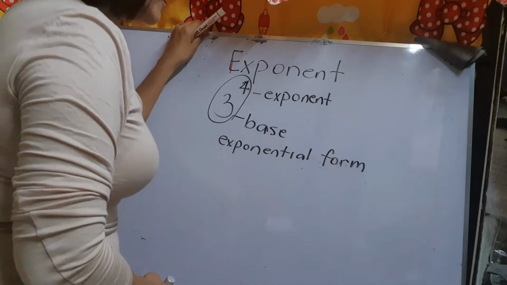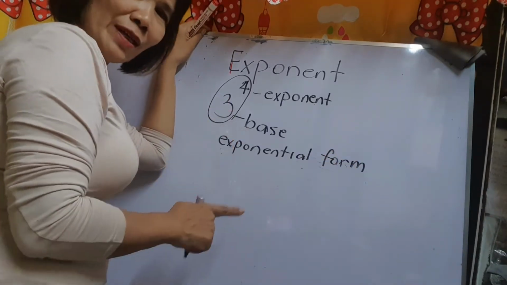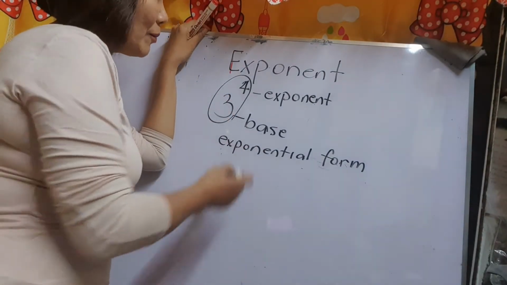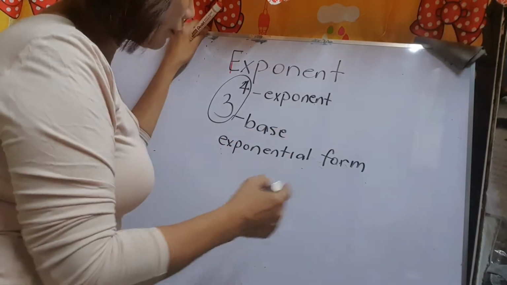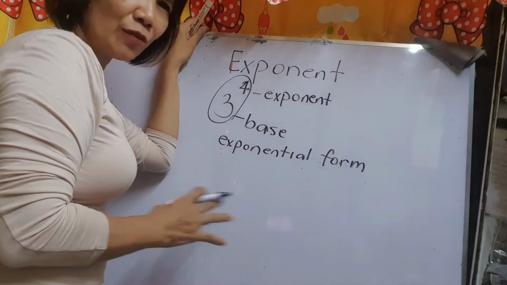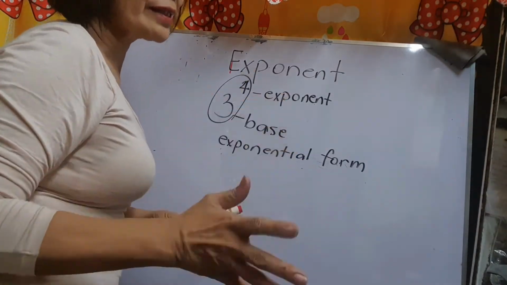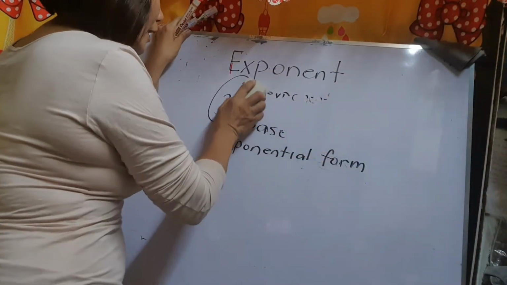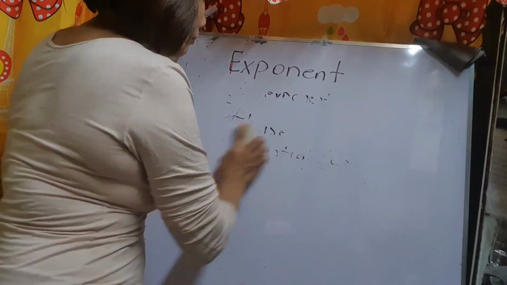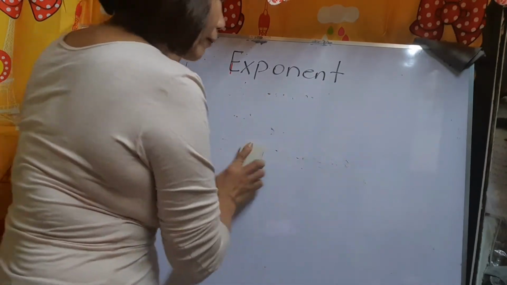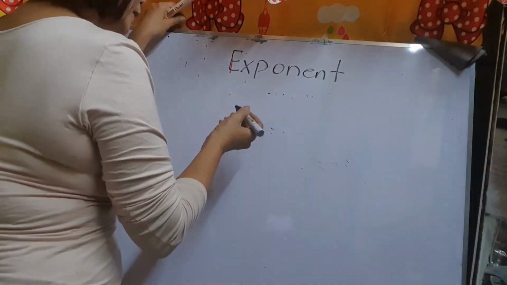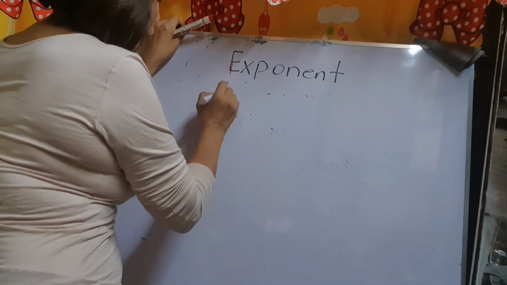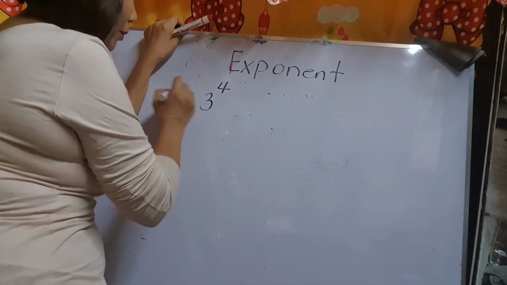Okay. So, yan ha. Yung 3, yun yung inyong base. Yung 4, that is now the exponent. Now, we call this 3 to the 4th power as the exponential form. Now, dun sa test ninyo, ganito yung lalabas. Meron kayo ngayon dyan, dito ay ang 3 to the 4th power. Let's say that is number 1.